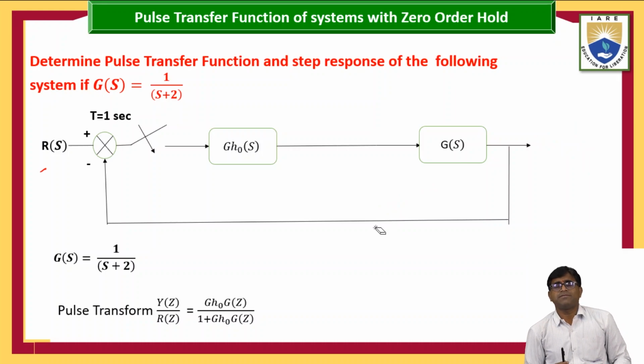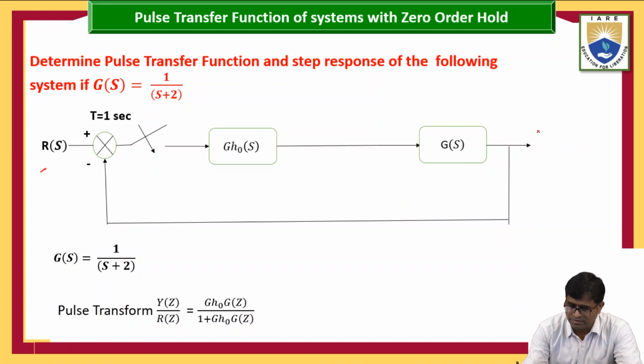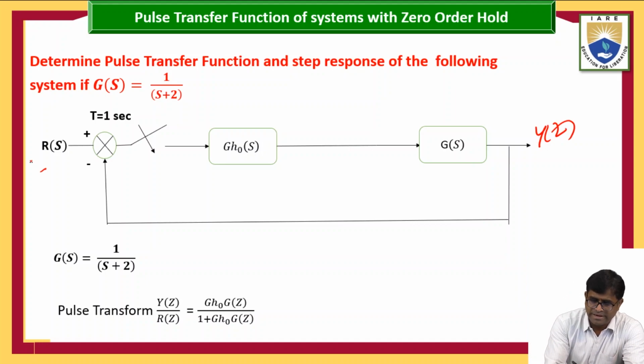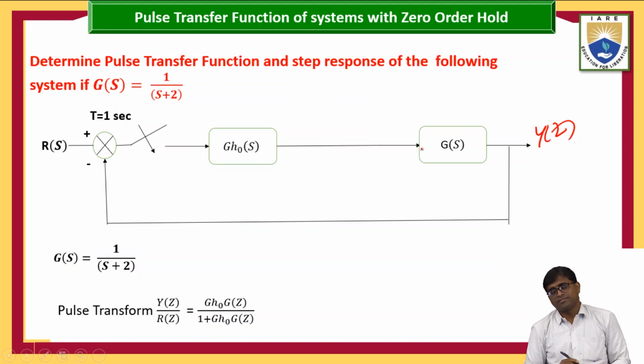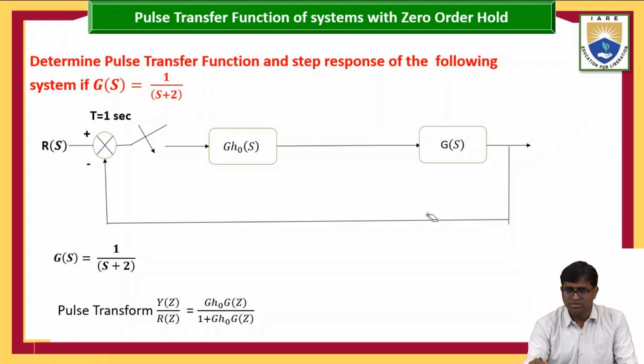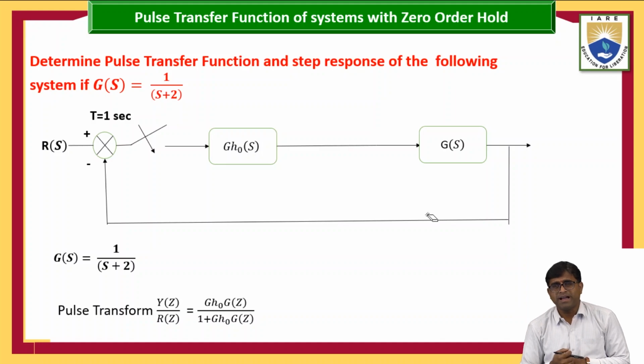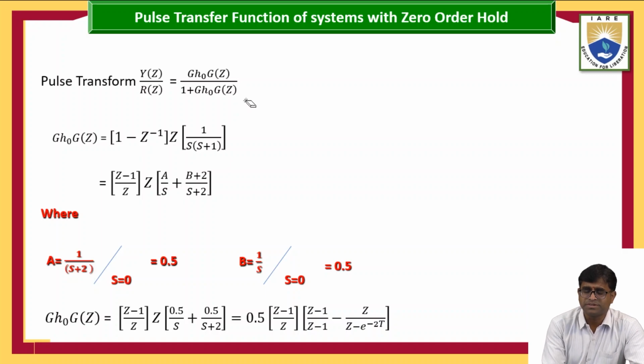So what happened in the pulse transfer function? This is Y of z by R of z. First the forward path, G H naught of S. So H naught of S is not coming now. It is G H naught of Z by 1 plus G H naught of Z. This is the pulse transfer function with negative feedback. Next, this is the first function.